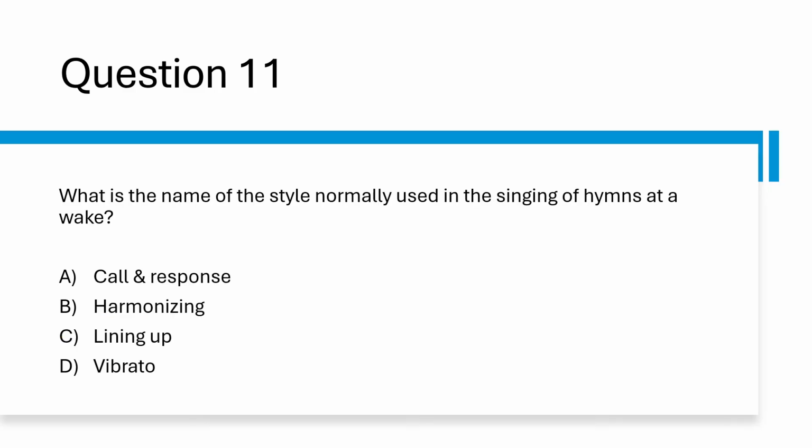What is the name of the style normally used in the singing of hymns at a wake? We have different ways in which we describe the singing of a hymn, because we can call some of them long meter singing, etc. But you have to work with the options that are in front of us. And so let us look at our options. A, call and response. B, harmonizing. C, lining up. And D, vibrator.